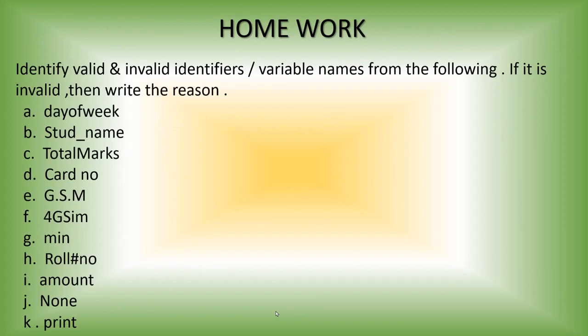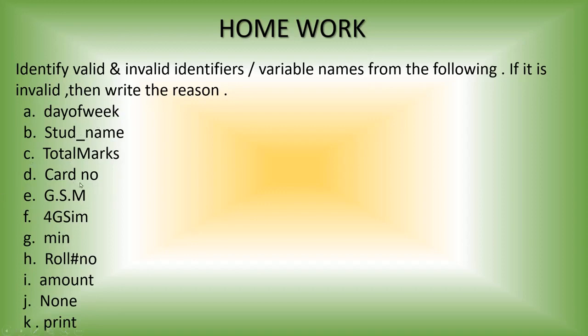I have mentioned a homework question here. Identify the valid and invalid identifiers or variable names from the following. If it is invalid, then write the reason. These are the different variable names mentioned here. You have to find out which is valid and which is invalid. If it is invalid, write down its reason. See that day_of_week is a valid identifier. Next, you have an underscore; in a variable name, you can use underscore. Total_mark is another valid identifier.